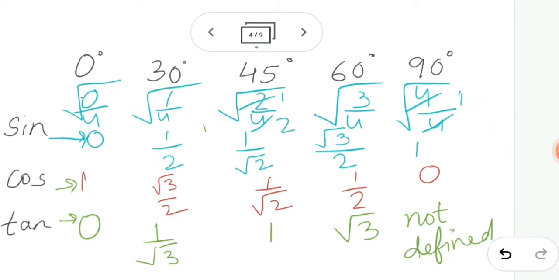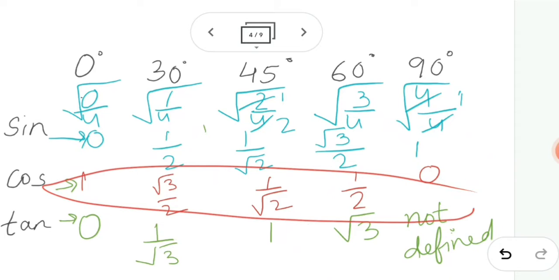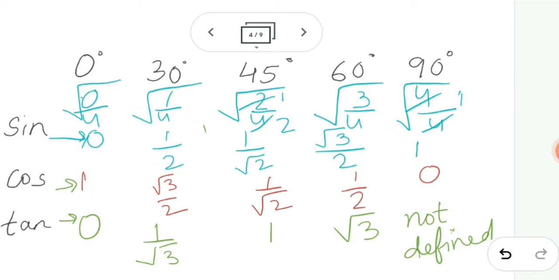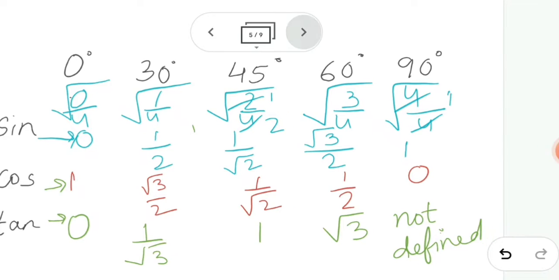Now we have discussed before also that the reciprocal of sine is cosecant, the reciprocal of cos is secant, and the reciprocal of tan is cot. So just by taking the reciprocal of these values, we will get values for cosecant, secant and cot. Let's have a look at the table.